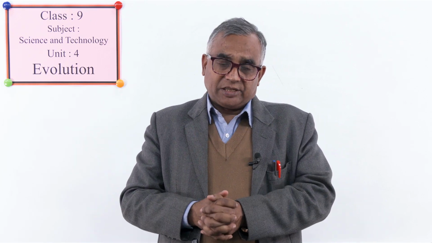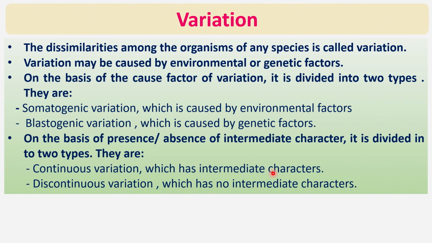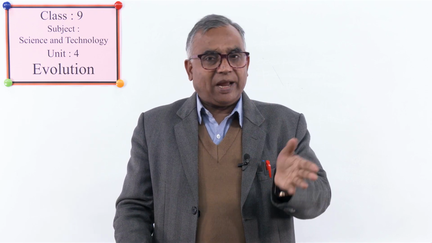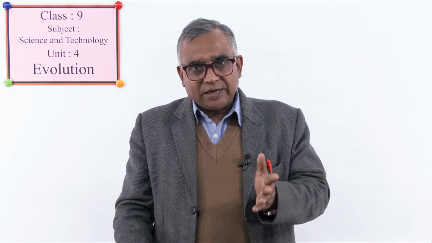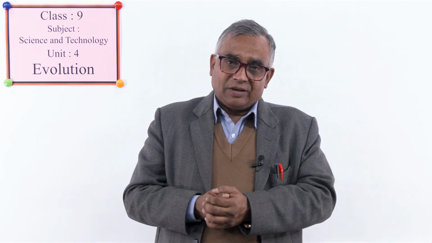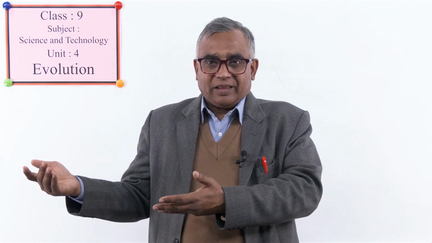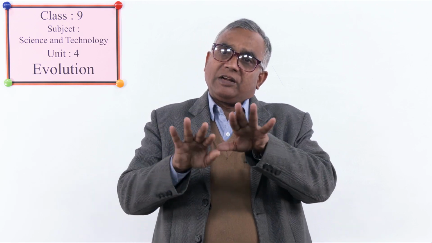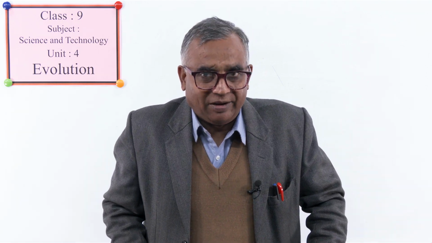Other points I will discuss later. I will give you the differences among them. Discontinuous variation has no intermediate character. There are some exceptional cases. For example, if we are talking about sex, a person may be male or female. There is a third sex also in existence, yes, we say transgender. So there is an exceptional case. Otherwise, most persons are divided into two sexes, male or female. So we have to accept exceptions somewhere.